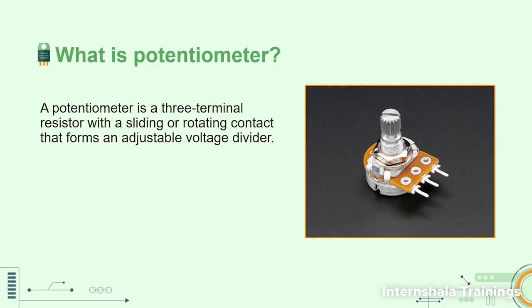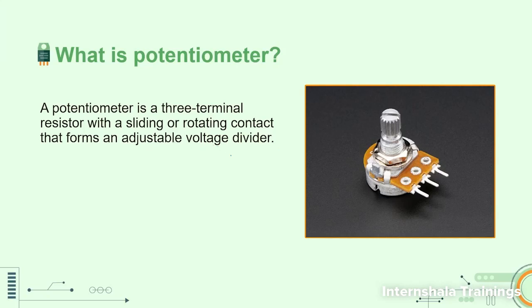And as it has got a knob, it is a rotating kind of potentiometer. There is also a sliding kind of potentiometer available in the market, but those are not widely used for many applications. This rotating type of potentiometer is very widely used, and that's the reason I have included this image. After that, what they have written is that it forms an adjustable voltage divider. This is basically the purpose, the application, of a potentiometer.